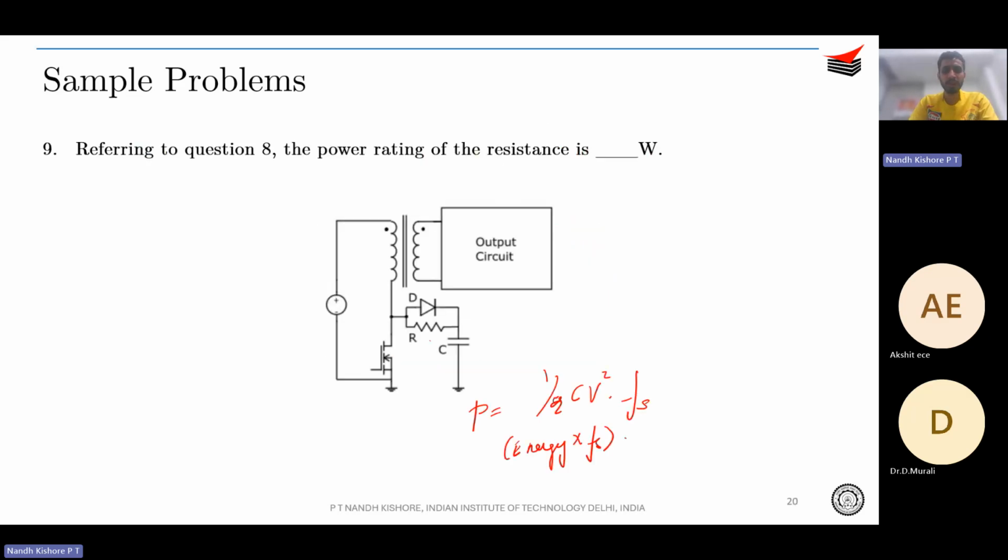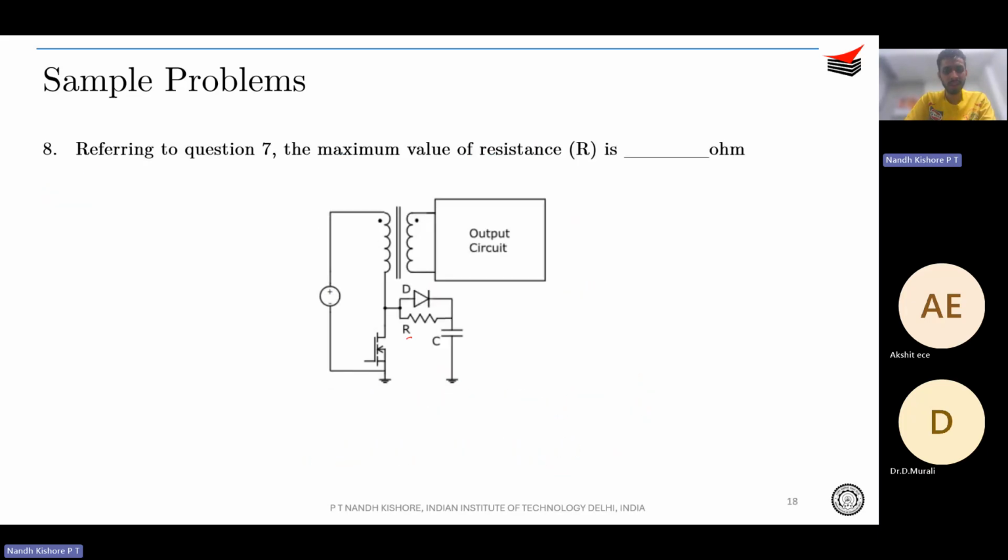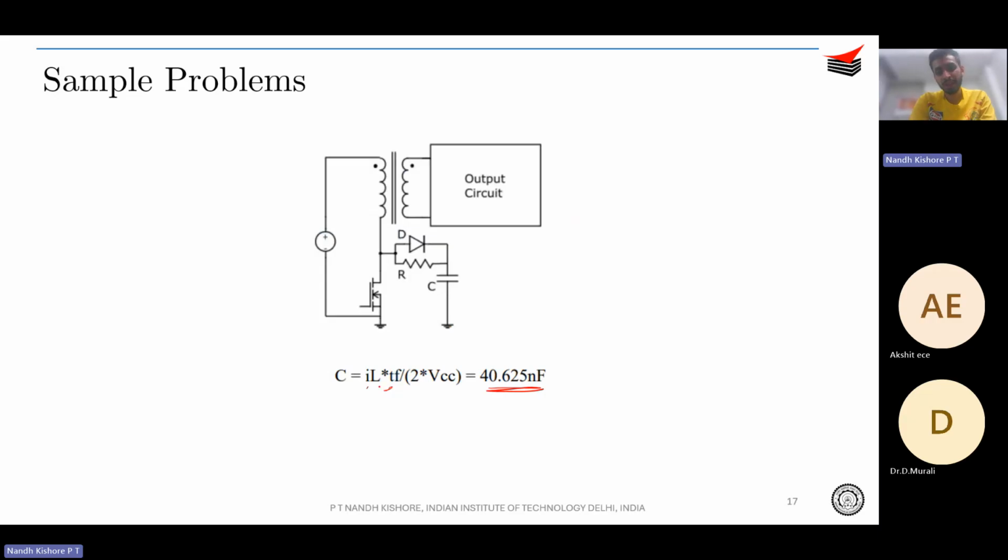Okay. So in this snubber, we have seen three problems. That is how to calculate your C first of all, correct? And you saw that this was something standard. That is, you know that the formula is something like IL into TF by 2 VCC, right?